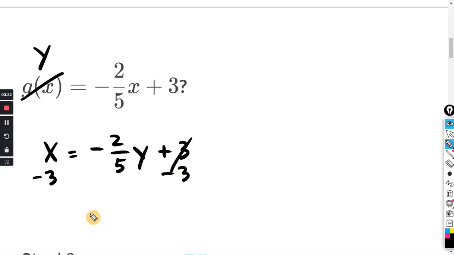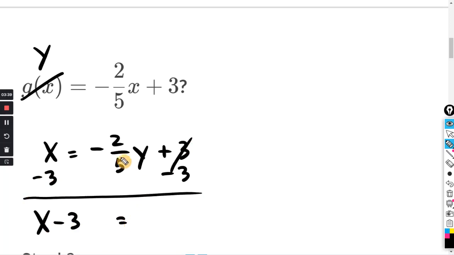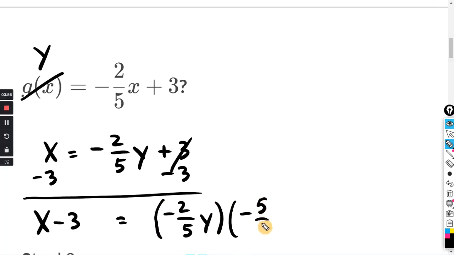It cancels here. And I have x minus 3 equals -2/5 times y. Again, solving for y, we just multiply by the reciprocal. -2/5 is going to be times -5/2. You want to do the same thing on both sides, -5/2.